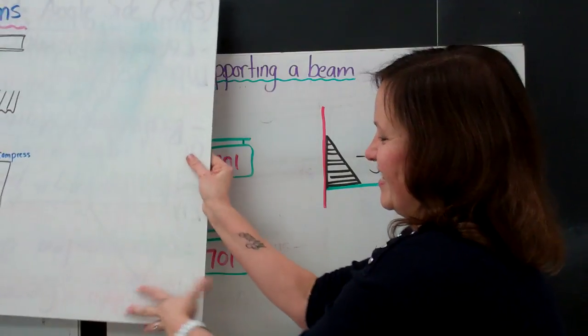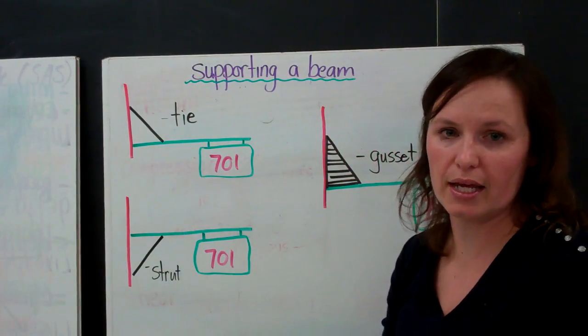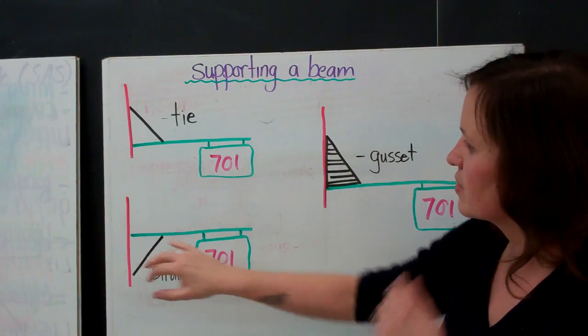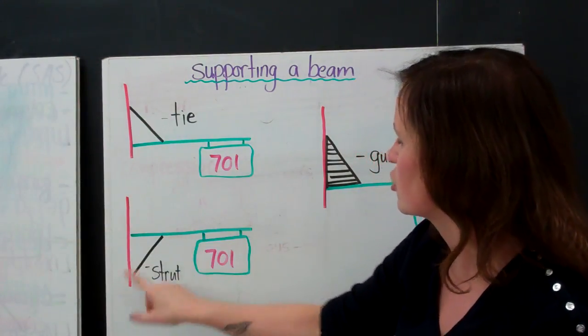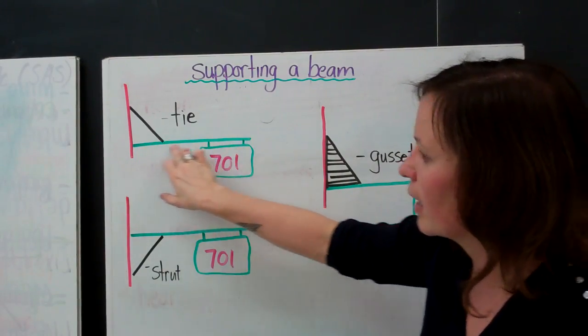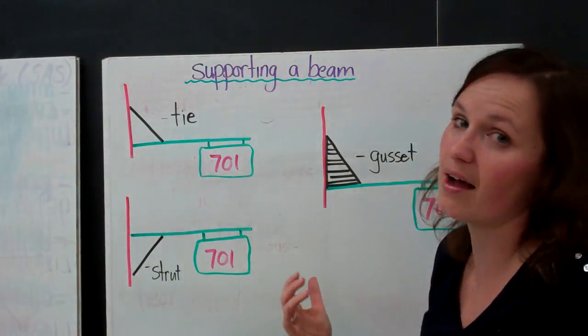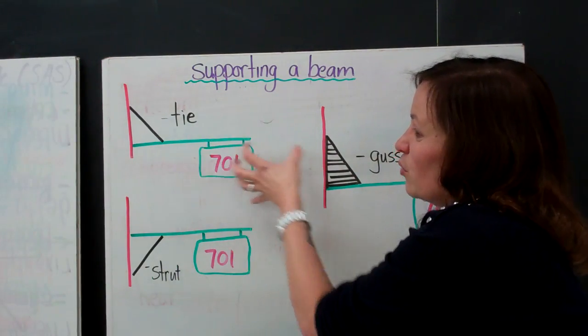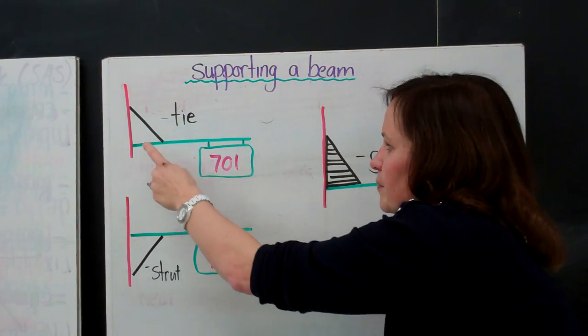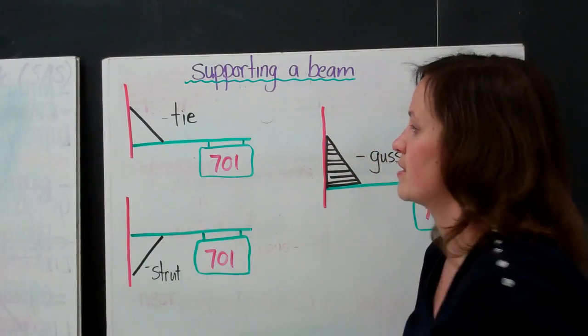Okay, so there are different ways of supporting a beam. In these examples here, the red shows my wall. The green is my beam. Here's my level beam that supports a load. And here's my load. It's a sign. And the load is on one end. My beam is a cantilever beam, so it's only secured on one side.